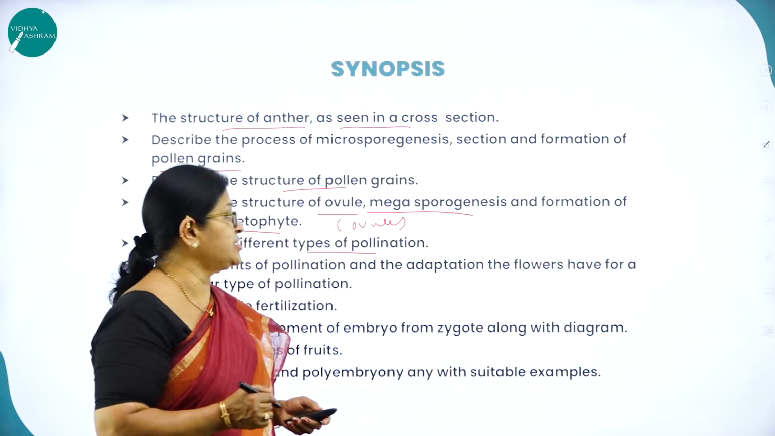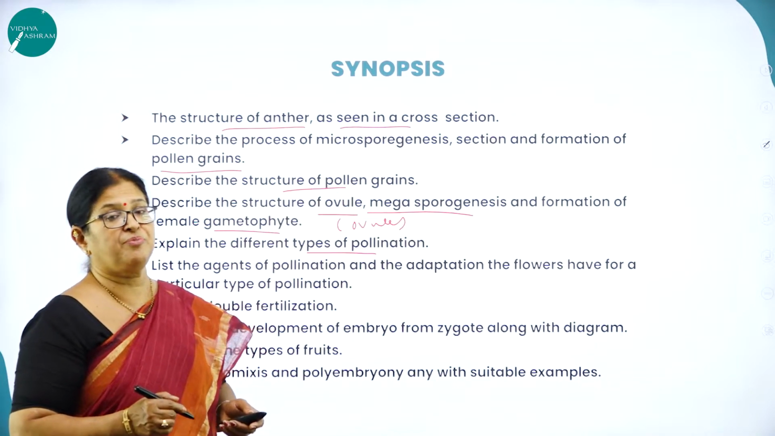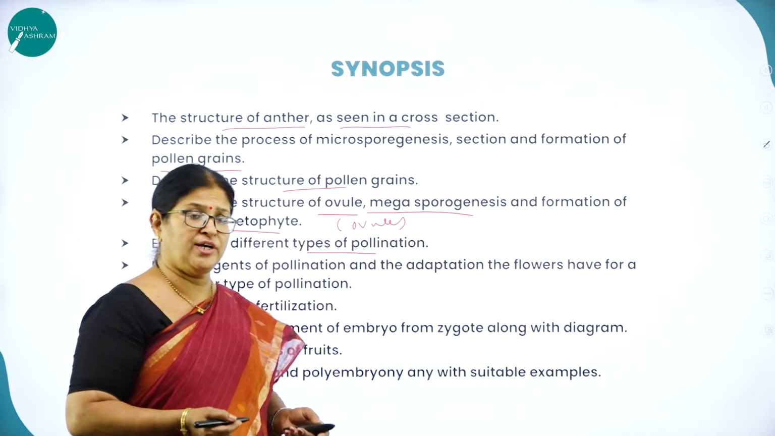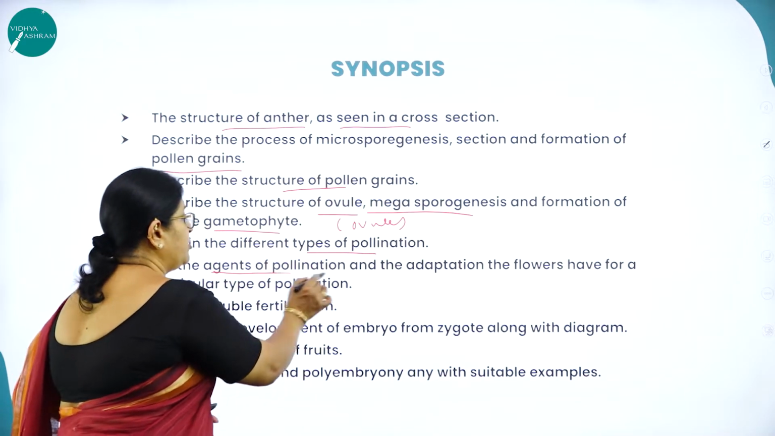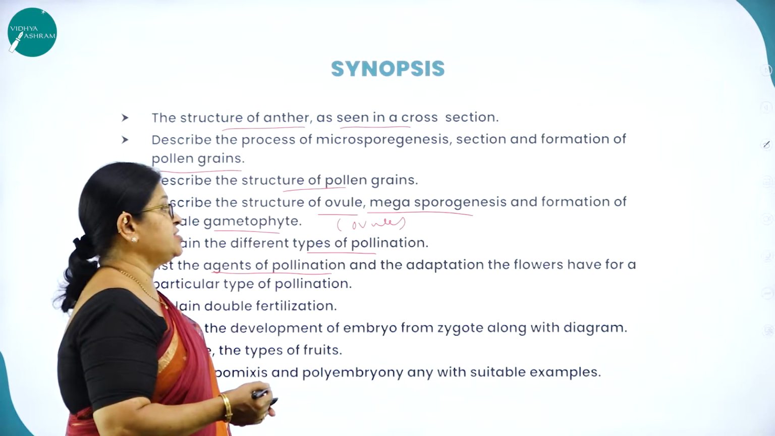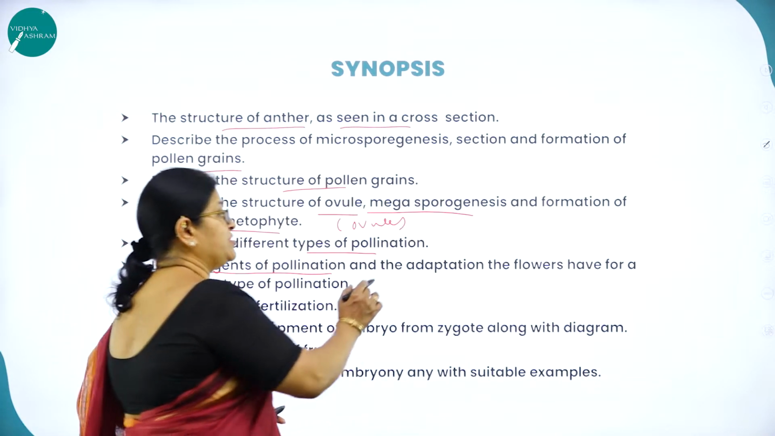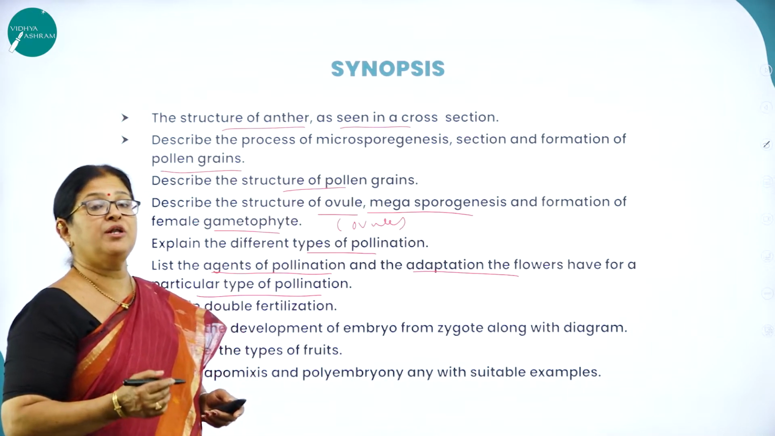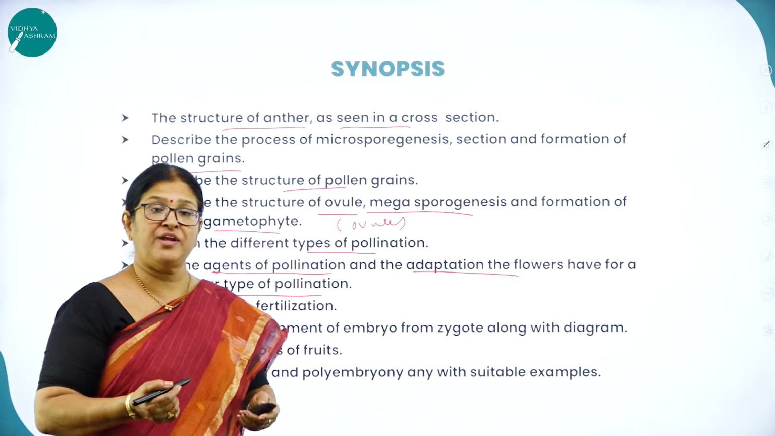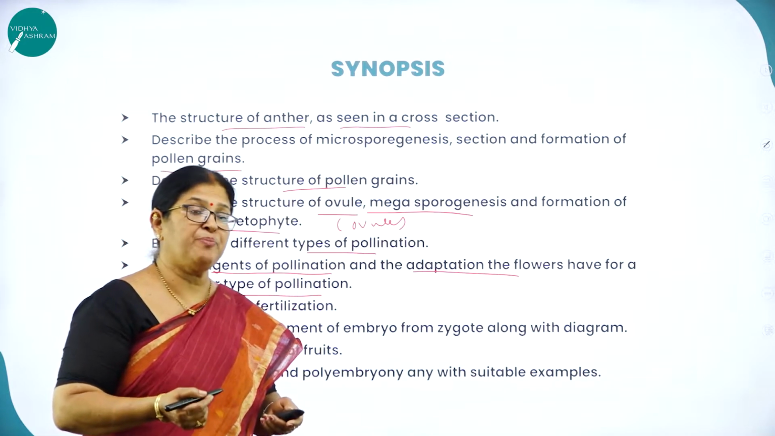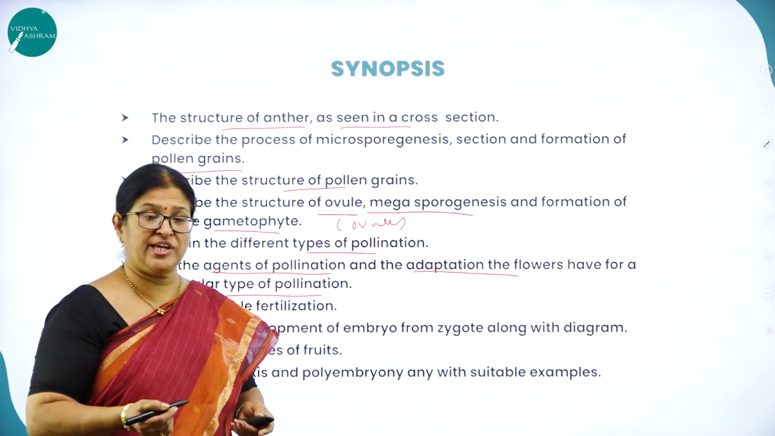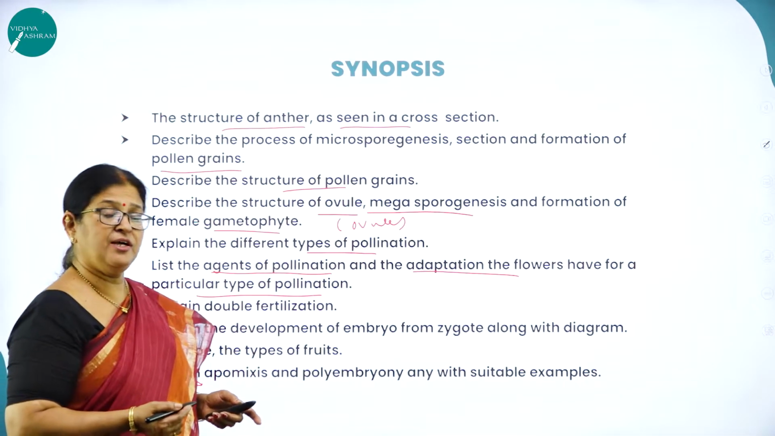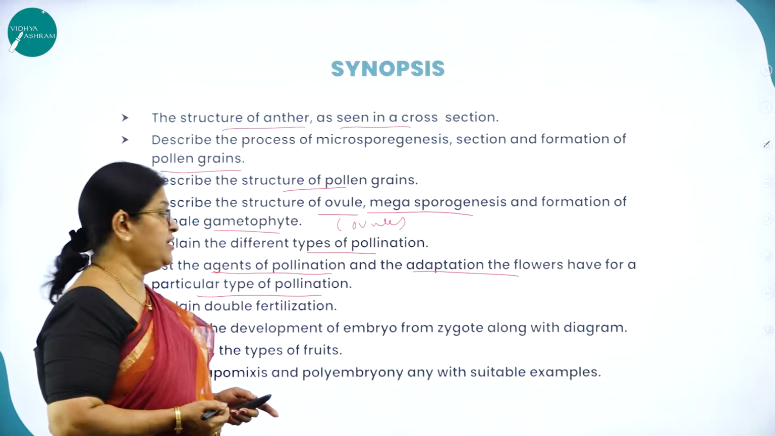And there are agents who bring about the process of pollination, may it be insect, bird, wind, water, etc. So you'll be studying the different agents of pollination, and the adaptations the flowers have for a particular type of pollination. For example, pollination through wind. So how should a flower be when it has to be pollinated through wind? It should be non-sticky, lightweight. All those features you are going to study in this particular chapter called sexual reproduction in flowering plants.